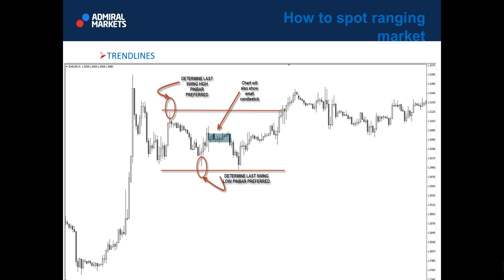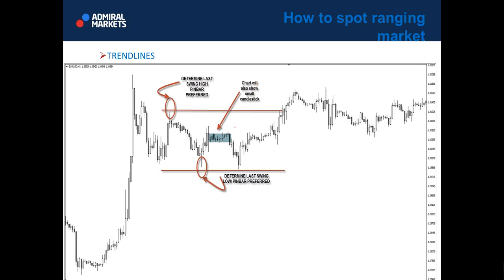gave a swing low. So now we have a last swing high pin bar and we have a last swing low pin bar. All in between we mark with red lines. All in between those lines is called a range. So look at this. This is preferred to spot in ranging markets.